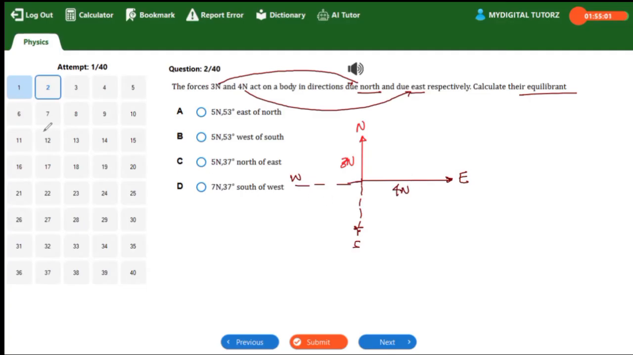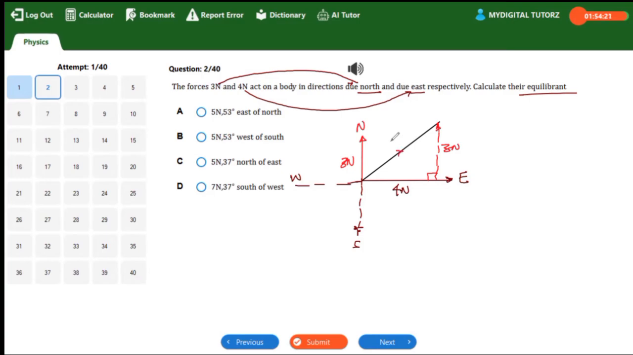So you have to find your resultant before you can get the equilibrant. Your resultant is the force from the point of intersection of the two forces. Here is your resultant force. We can make this into a right angle. The force 3 Newton is brought here, and the force 4 Newton is still here. So it forms a right angle triangle.